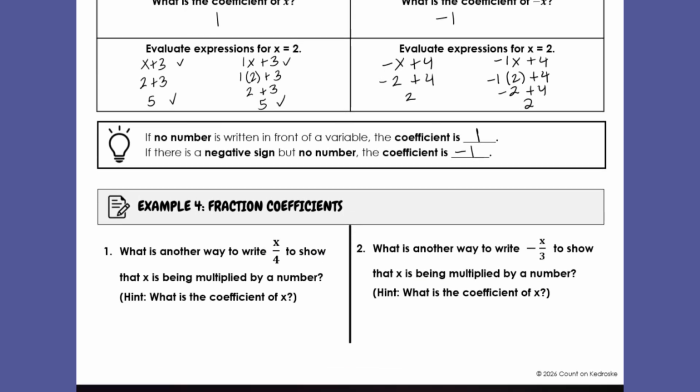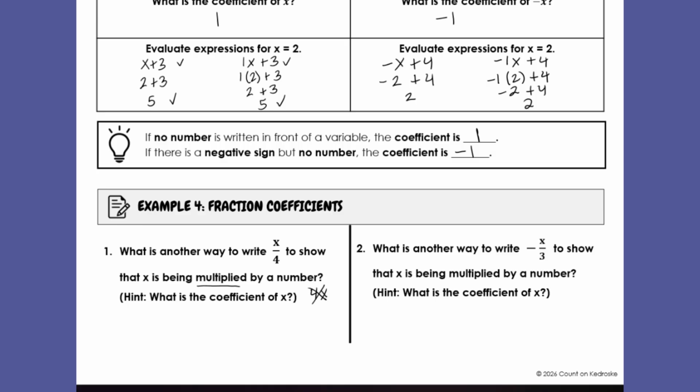Our last example is going back to fraction coefficients. Question 1 says, what is another way to write x divided by 4, or x fourths, to show that x is being multiplied by a number? If you notice here, I said this as x divided by 4. I want to know what is a number that could be multiplied by x. Meaning, what is the coefficient of x? And it's not 4. If it was 4, we would write 4x.